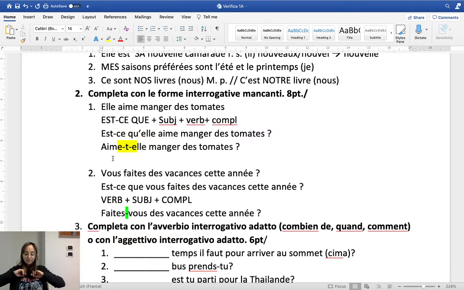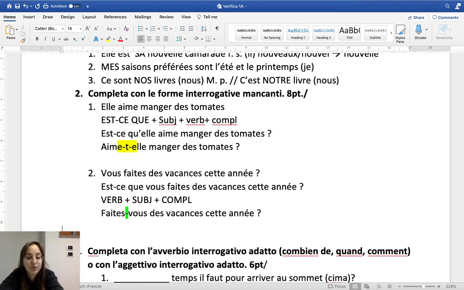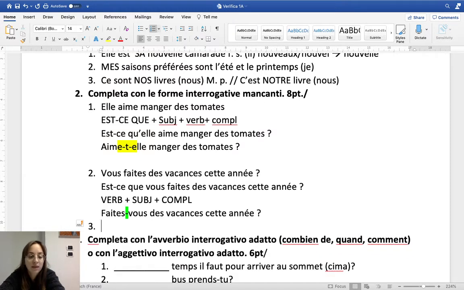We can try with another sentence that we can use to make another exercise. We can ask, for example, sorry, I'm gonna change the verb in the present tense. So this is our sentence. Nous étudions le français. We studied French.